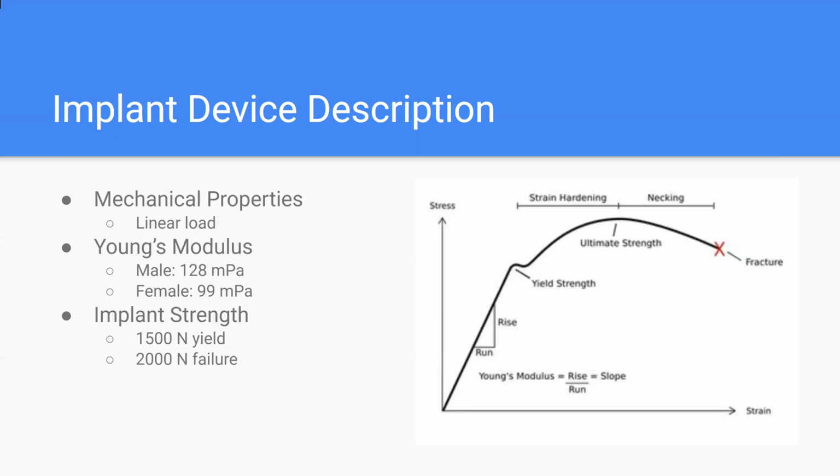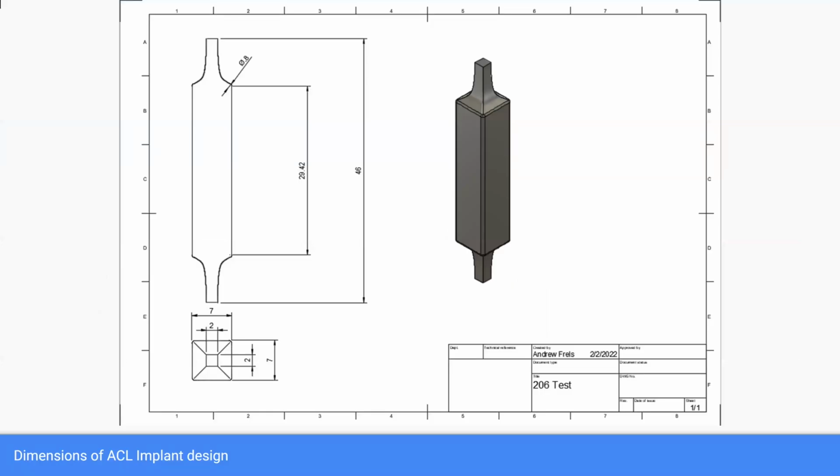So here are some of the characteristics we're looking for. We would like a linear load from chemical properties, Young's modulus of 128 MPa for males and 99 MPa for females, as well as an implant strength of 1,500 newtons for yield and 2,000 newtons for failure. This next page is our drawing of our ACL implant design that we CADed in Fusion 360.